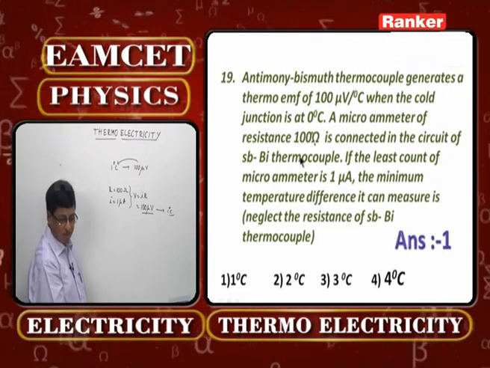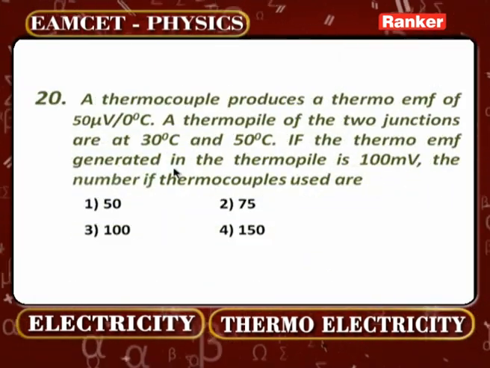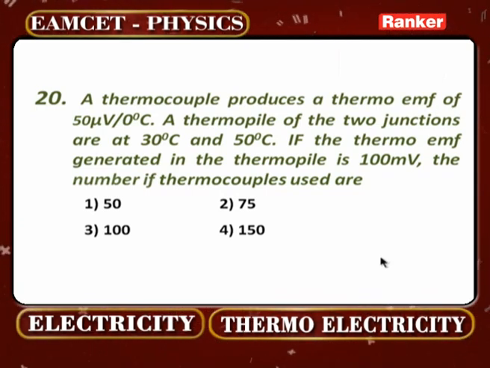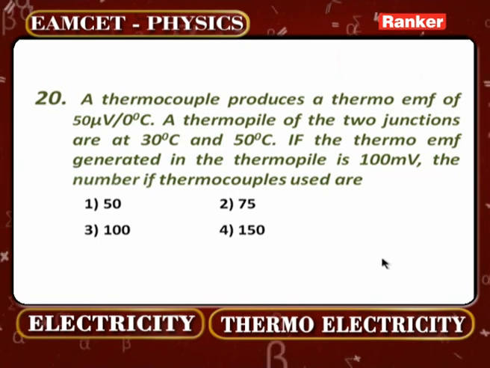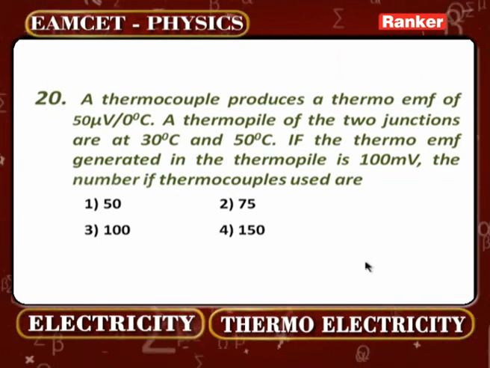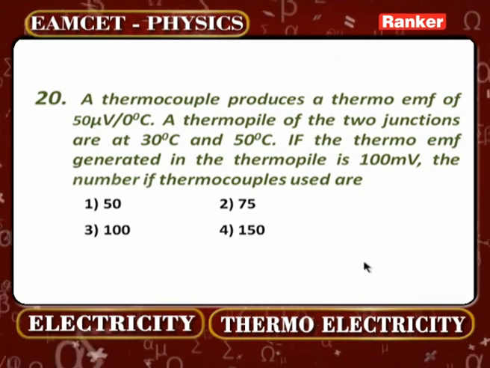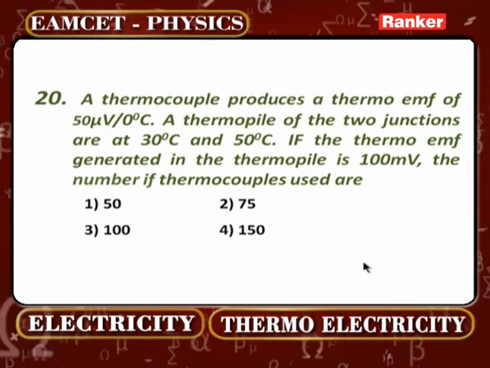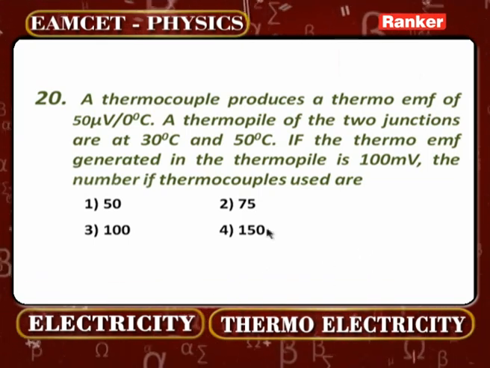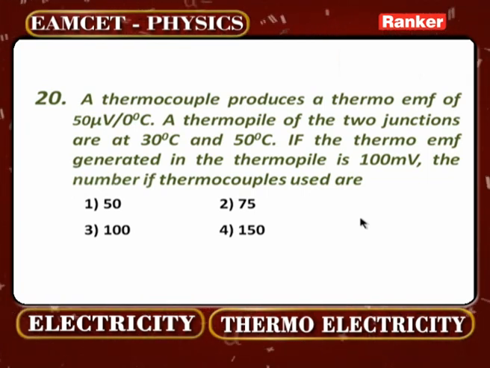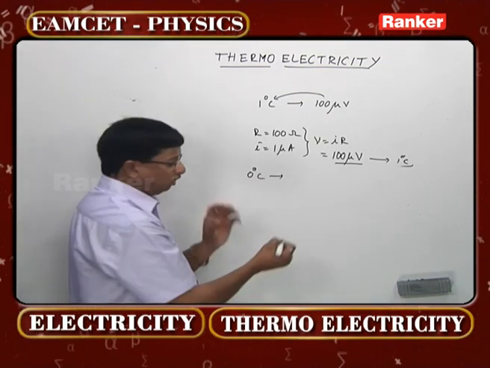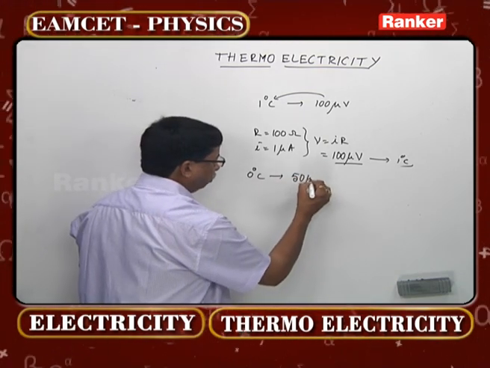Look at the next number, question number 20. A thermocouple produces a thermo EMF of 50 microvolt per degree centigrade. The two junctions of a thermopile are at 30 degrees centigrade and 50 degrees centigrade. If the thermo EMF generated in the thermopile is 100 millivolt, the number of thermocouples used is? How many thermocouples are to be taken? Just a simple look here. For 1 degree centigrade, the EMF generated is 50 microvolt.